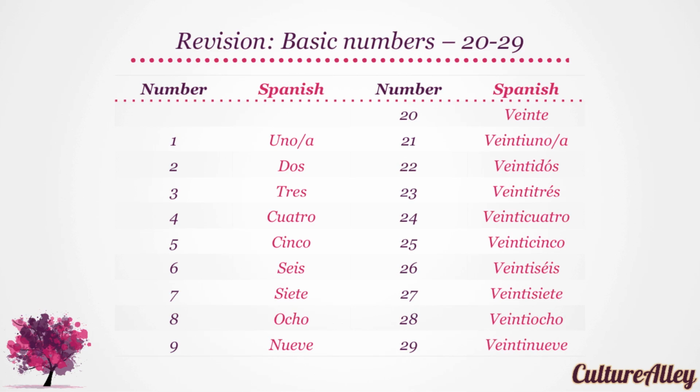5 is cinco, and 25 is translated as veinticinco. Moving on, 6 is seis, and 26 will be veintiséis. 7 is translated as siete, and 27 is veintisiete. 8 will be ocho, and 28 will be veintiocho. 9 becomes nueve, and 29 becomes veintinueve.